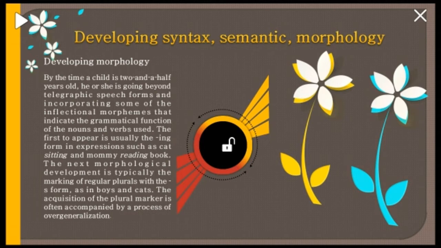The next morphological development is typically the marking of regular plurals with the -s form, as in "boys" and "cats." The acquisition of the plural marker is often accompanied by a process of overgeneralization.